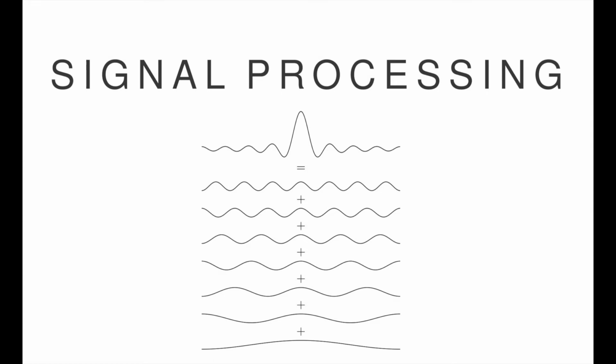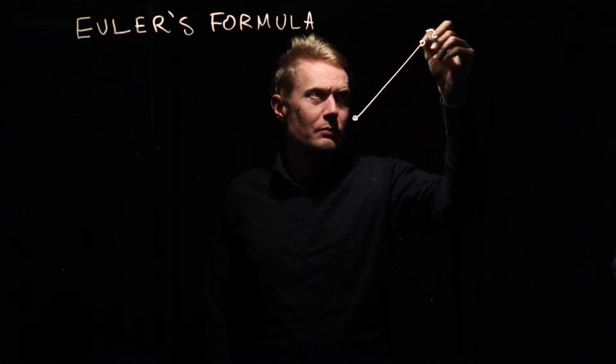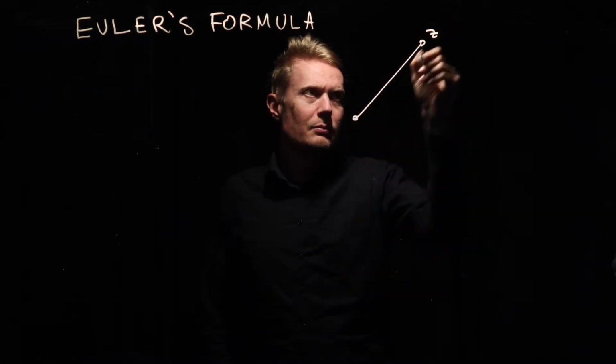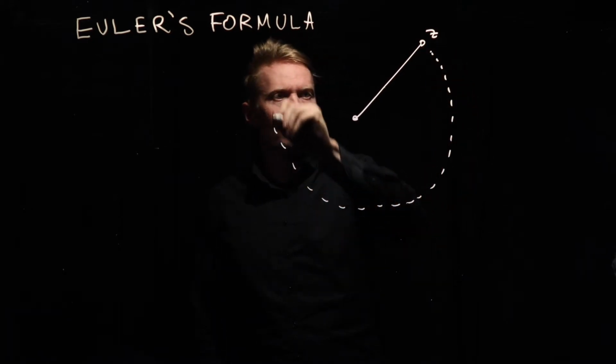Okay, let's talk about Euler's formula. Euler's formula uses the exponent function with a complex valued argument to represent an arbitrary complex number in polar form. And that's what I'm trying to illustrate here.